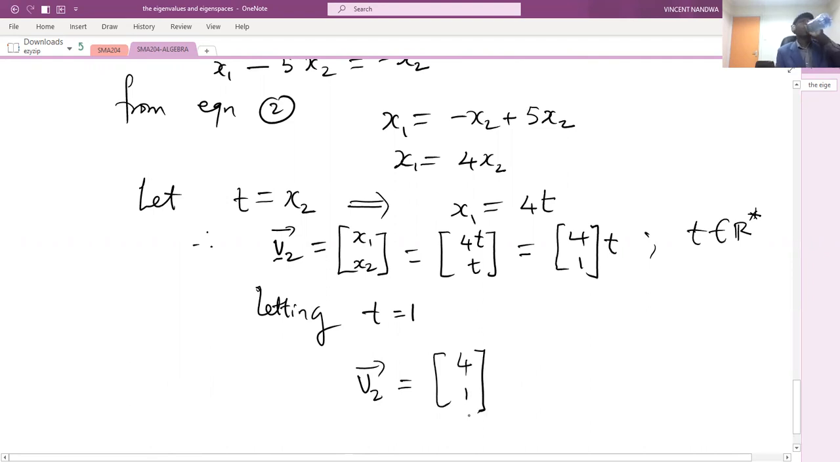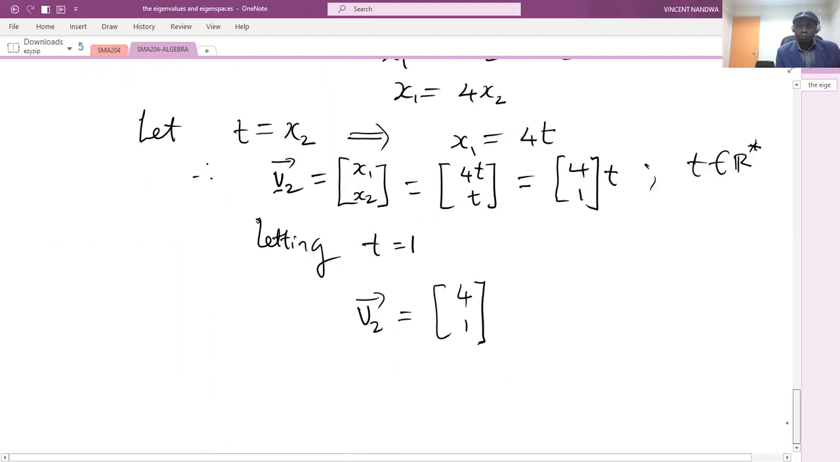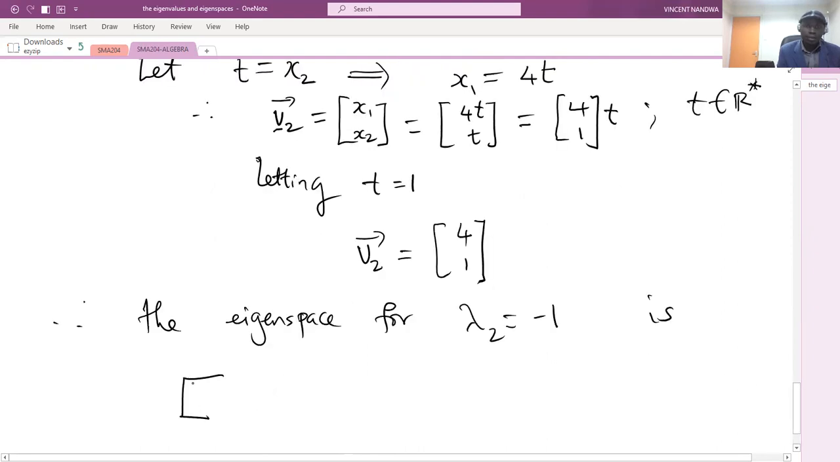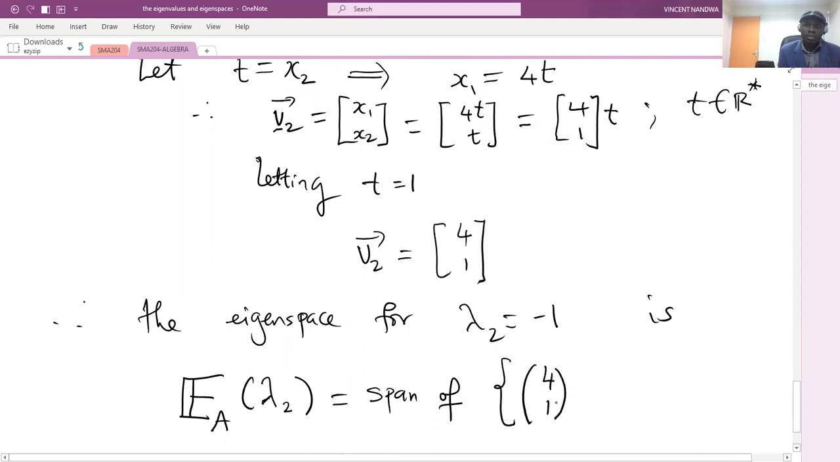So therefore, the eigenspace corresponding to lambda 2 equals negative 1 is the span of this vector. Actually, the span of this vector simply means all linear combinations of this basis eigenvector. So this is the solution to that given part.